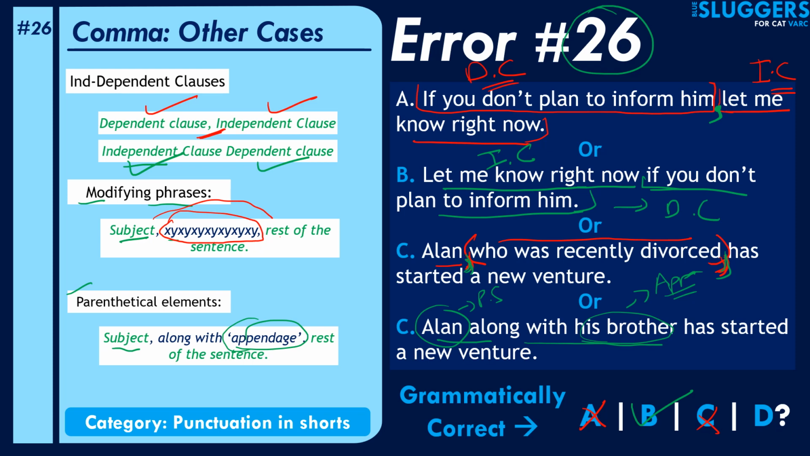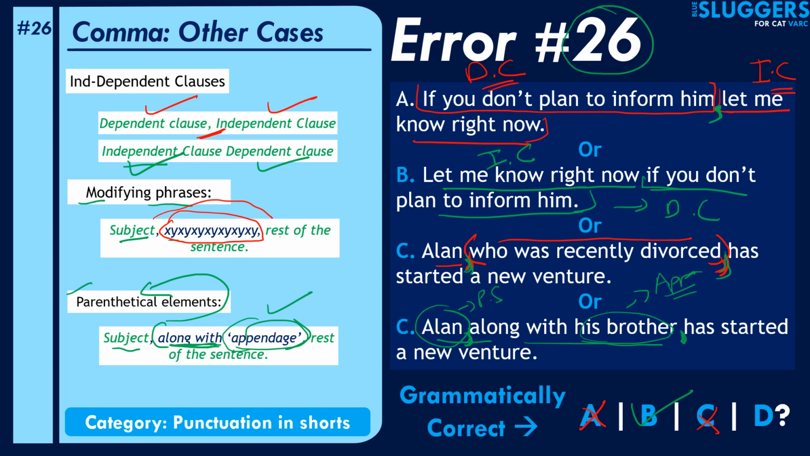So in such cases, again, it is important. The appending link in this case happens to be along with. You can also have other expressions here, for example, together with, or as well as, etc. But this whole part is considered a parenthetical element, and it's important that parenthetical elements are kept between commas. So you need to have Alan, comma, along with his brother, comma, has started a new venture, right? So that would be the correct version.